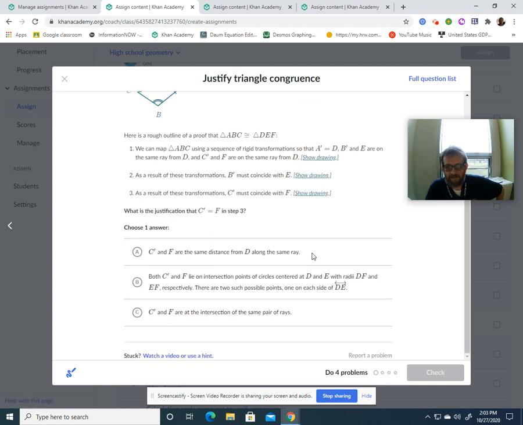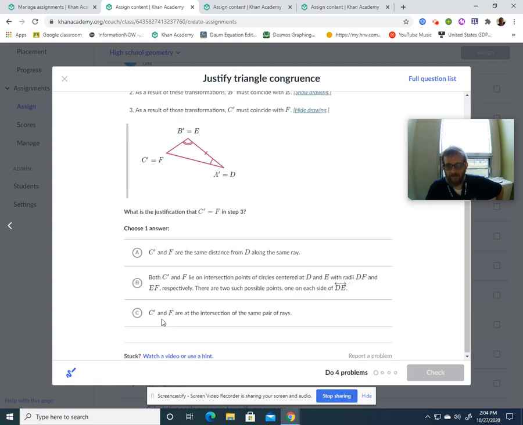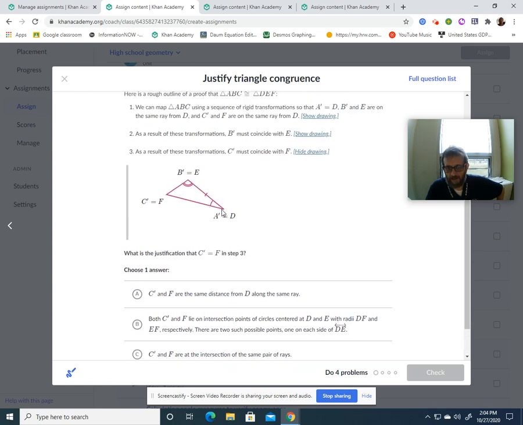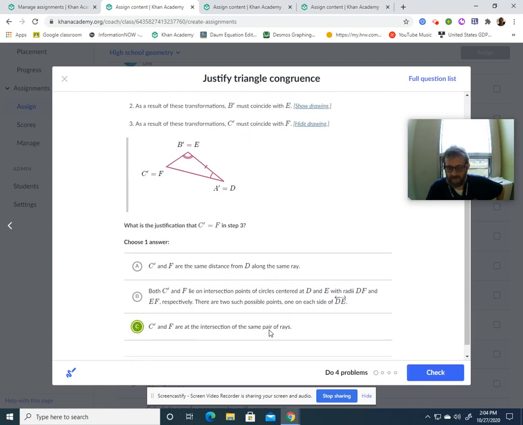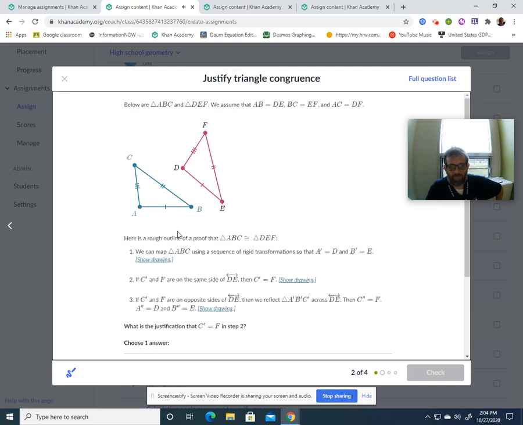And then lastly, they say the same thing about what is the justification? Why does F have to be in the same place? Okay, well, it's not about distance because that's this one. This one we don't have any distance. Okay, CF and DF are the intersection of the same pair of rays. Okay, well, that ray and that ray are intersecting in the same spot. So that ray and that ray are intersecting in the same spot. Okay, that's why.